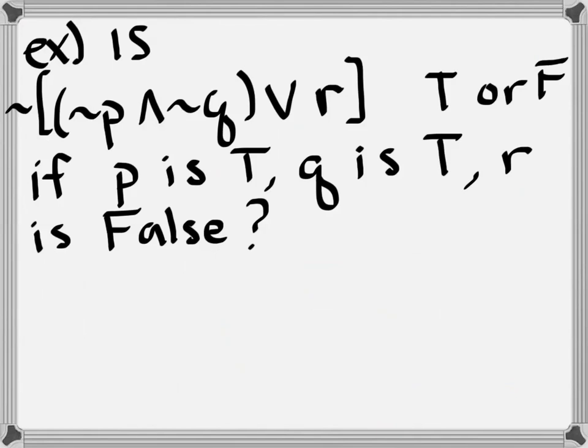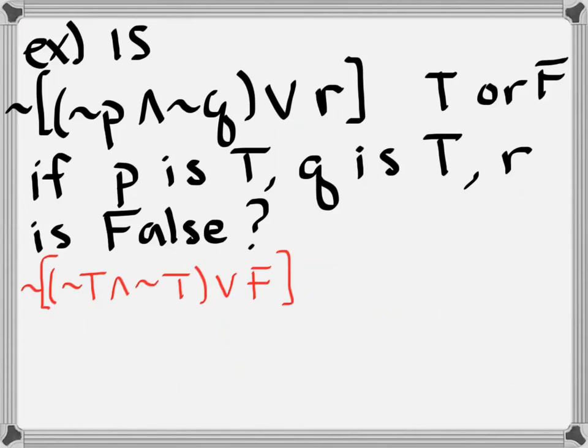All right, let's do one more example. This is a little bit easier because what we're told is we know for sure that P is true, Q is true, and R is false. So instead of doing a truth table for this whole expression, we only need to do it piece by piece. So I'm going to substitute in the values T for P and Q and F for R.